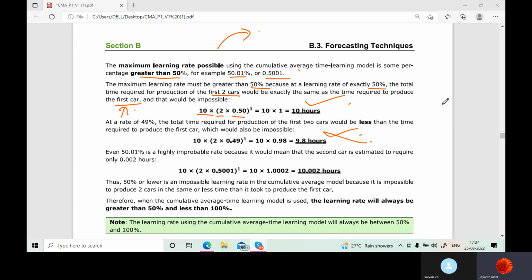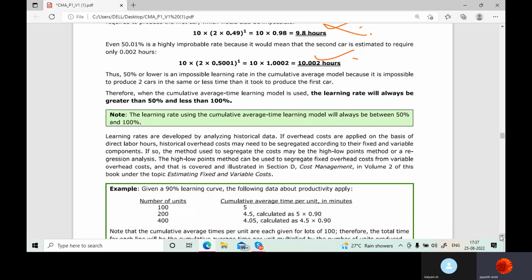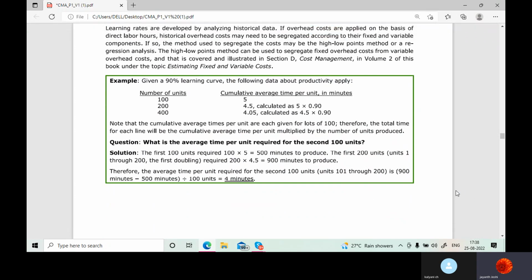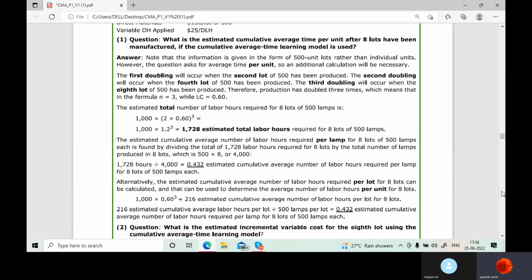That's what they are saying. It is impossible. At a rate of 49%, the total time required for production of the first 2 cars will be less than the time required to produce the first car, which would be impossible. Even at 50%, it will be just slightly more. So when the cumulative average time learning model is used, the learning rate will always be greater than 50 and less than 100. That's what they have proved. Now, madam, this one you have to do as homework.